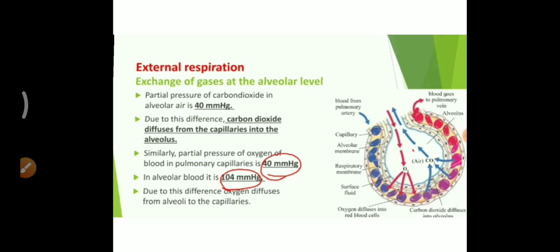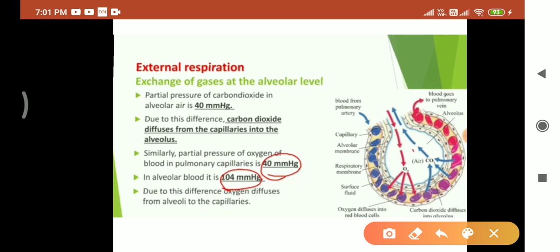When we talk about the partial pressure of carbon dioxide in alveolar air, that is 40 mmHg. In the capillaries, it is 45 mmHg, and inside the alveolus, it is 40 mmHg. So what is due to this difference? Carbon dioxide diffuses from capillaries into the alveolus, so high to low.